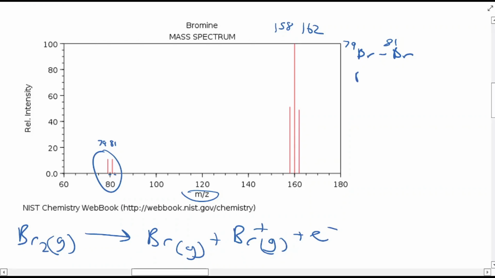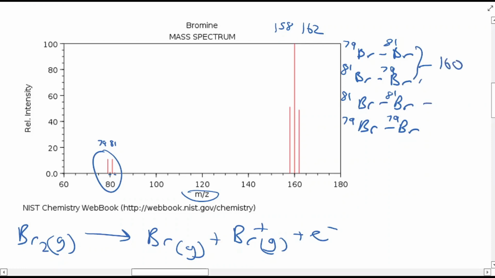So there are four possible outcomes of our bromine that can occur. Here are my four possible outcomes. I've got 79 and 81. I could also have 81 and 79. I could also have 81 and 81. I could also have 79 and 79. And when I do the maths, I see that these two add together to make 160. This one equals the 162, and this one equals the 158.